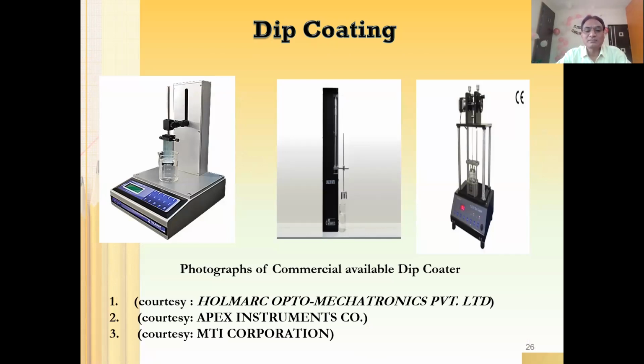This is a typical dip coating instrument. Number one is Hallmark Optomechatronics. This is Apex Instrument, and this is MTI Corporation. So there are three different kinds of companies, and you can see the three different equipments with the same applicability. The applicability is going to be the same, but you can see they look altogether different. Every company or every brand is going to try its level best to minimize the problems.